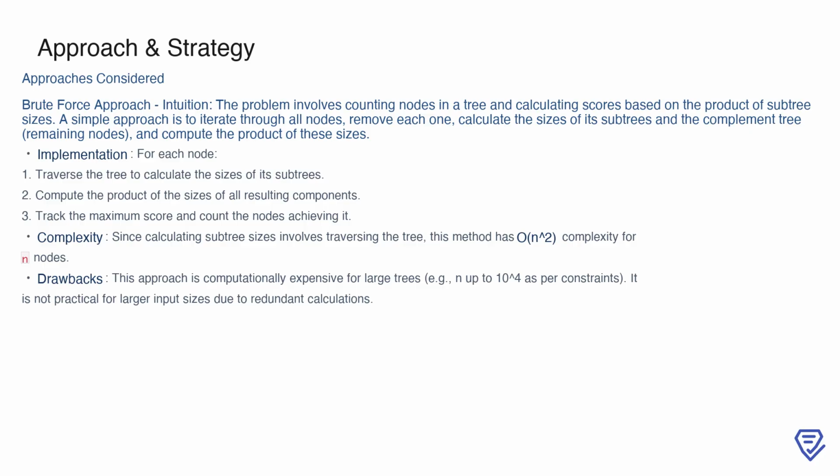For each node, we remove it, calculate the sizes of its subtrees and the complement tree, which consists of the remaining nodes, and compute the product of these sizes. The implementation involves traversing the tree repeatedly to calculate subtree sizes for every node. After computing the product for each node, we track the maximum score and count the nodes that achieve this score. However, this method is computationally expensive.